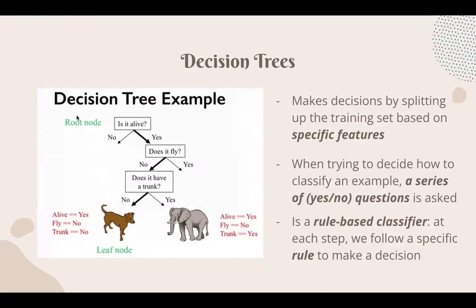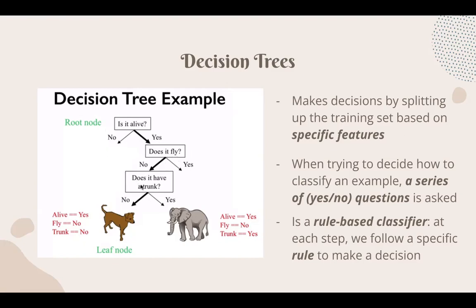We have our root node here, which is the first question. Up here it says the root node. And again, it's a series of yes or no questions. So first we're asking, is it alive? If no, then it's not in our classifier. But if yes, then we ask, does it fly?